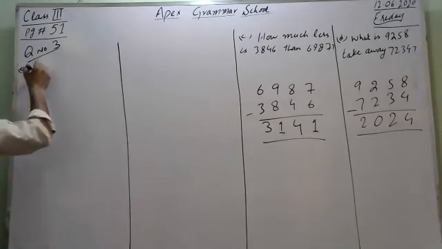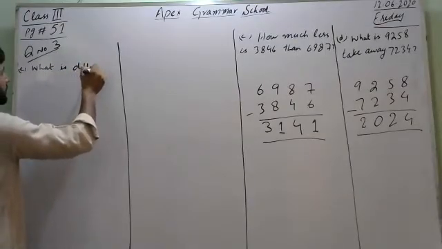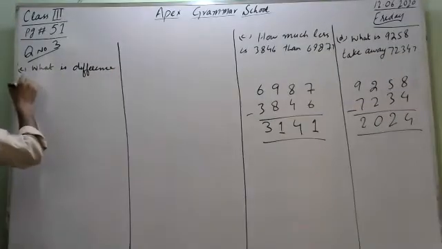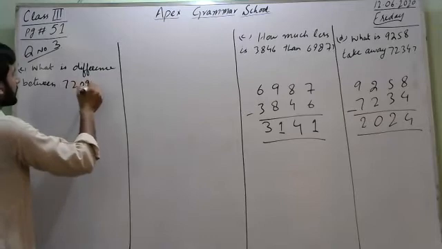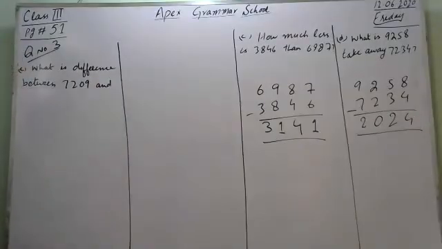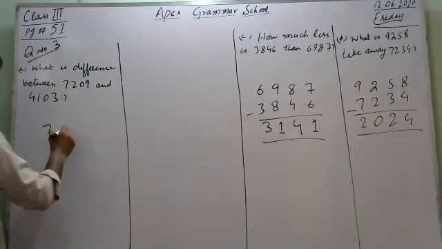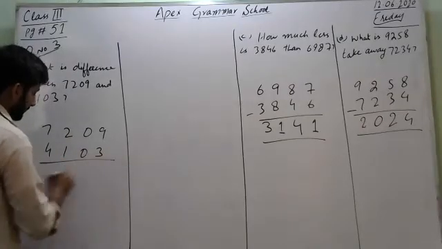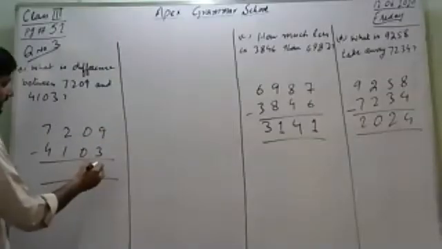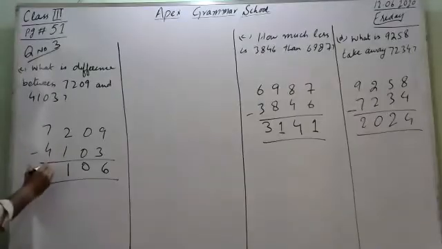E part is, what is difference between 7209 and 4103? Nine minus 3 is 6, 0 minus 0 is 0, 2 minus 1, 1, 7 minus 4, 3.